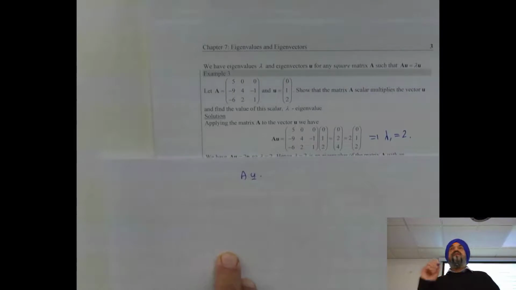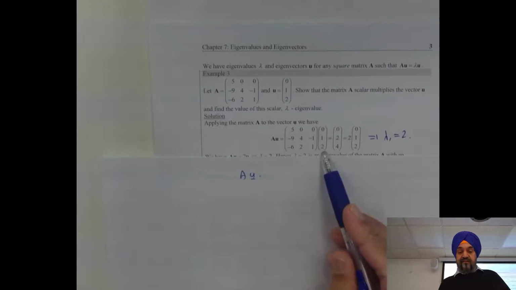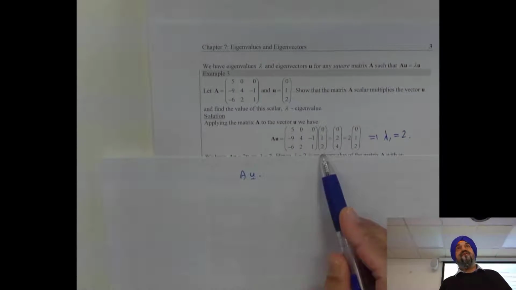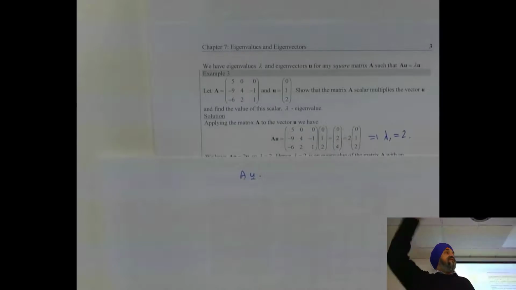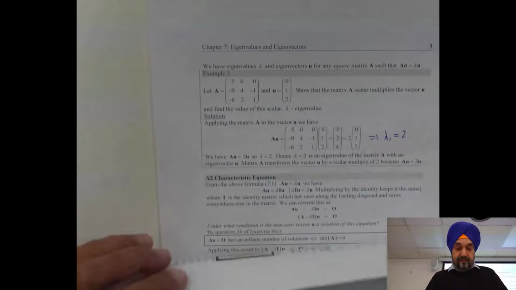So what does the matrix A do to U? Increase the magnitude by what factor? By 2, yeah, it doubles the vector. A is 2 times that vector. So it's in the same direction, but it doubles. In 3D space, not in 2D, but in 3D space, clearly.